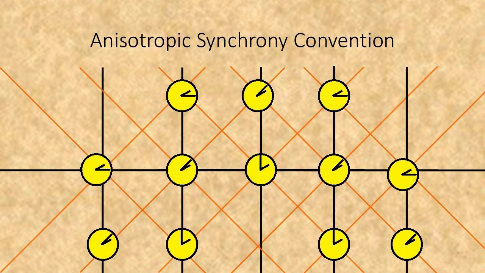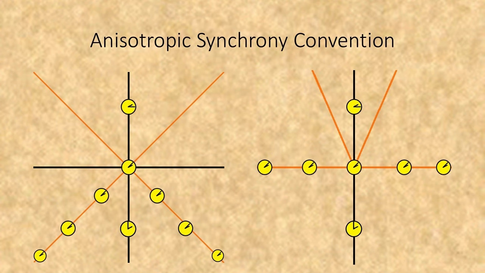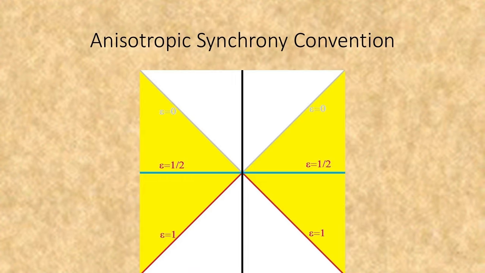In the Anisotropic Synchrony Convention, clocks are synchronized across both space and time, such that now in the Anisotropic Synchrony Convention is the past in the Isotropic Synchrony Convention. Another way of putting it is that in the Anisotropic Synchrony Convention, clocks are synchronized along the past light cone. The result is that in the anisotropic coordinate system, the past light cone is equivalent to the space axis. Here is the illustration showing the full range of epsilon equals 1 to epsilon equals 0, with the Isotropic Synchrony Convention having an epsilon of 1/2, and the Anisotropic Synchrony Convention having an epsilon equal to 1.